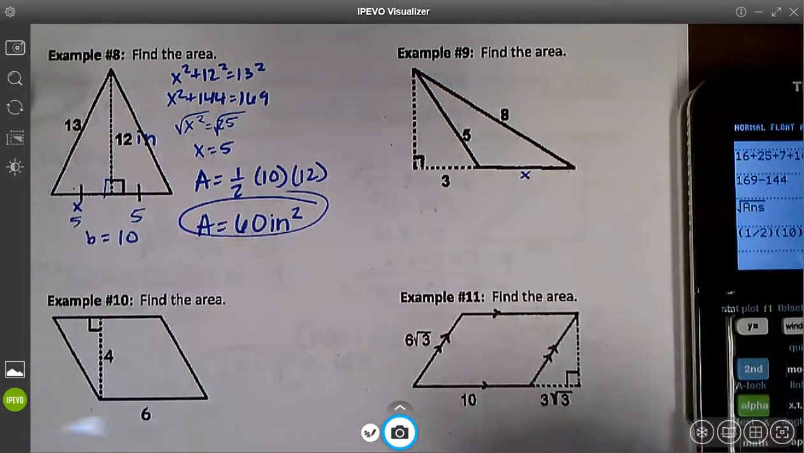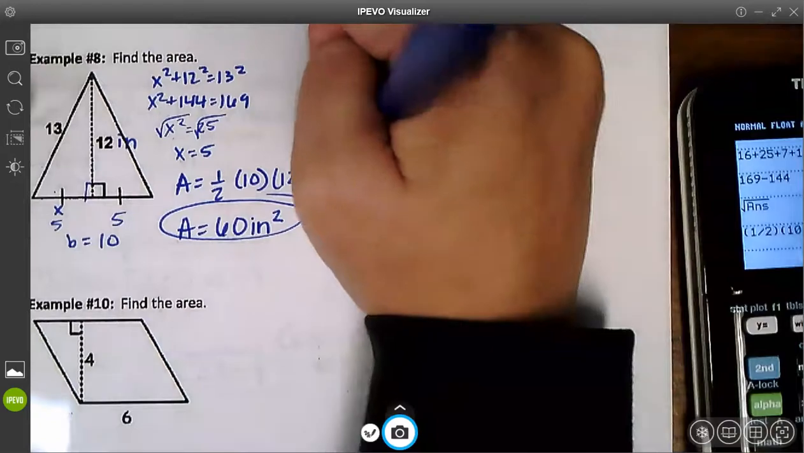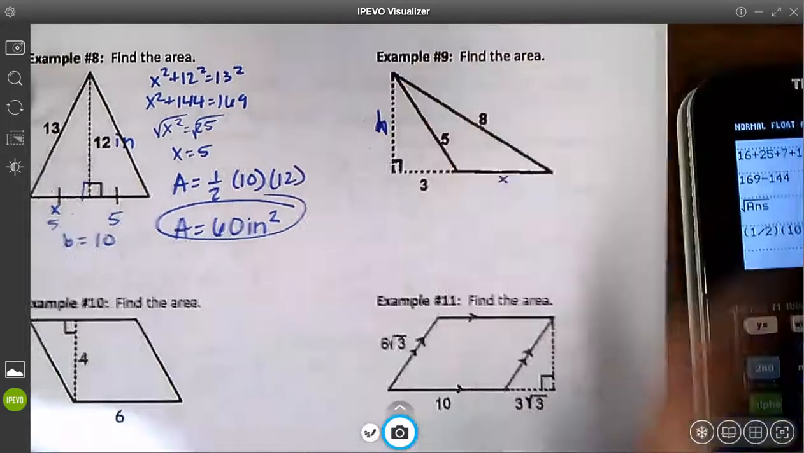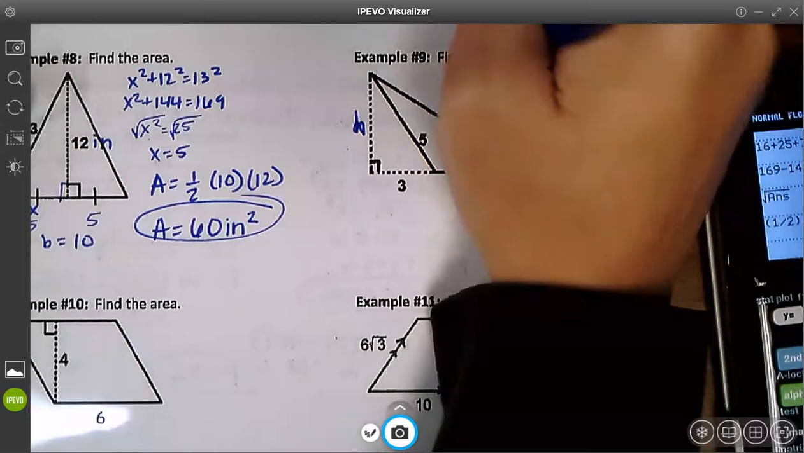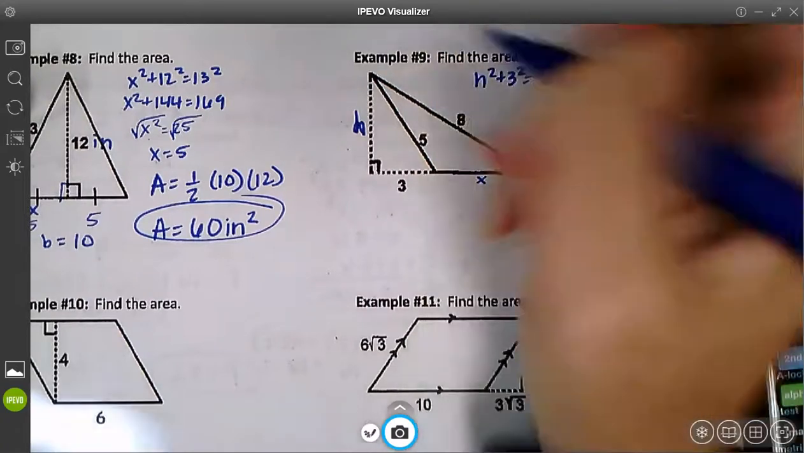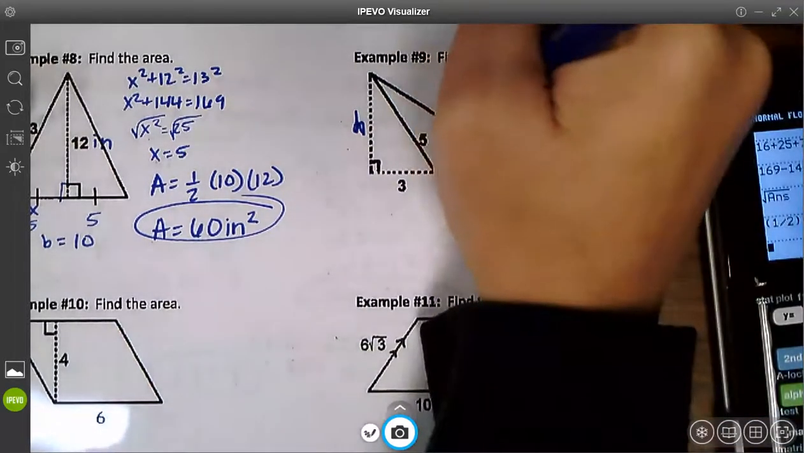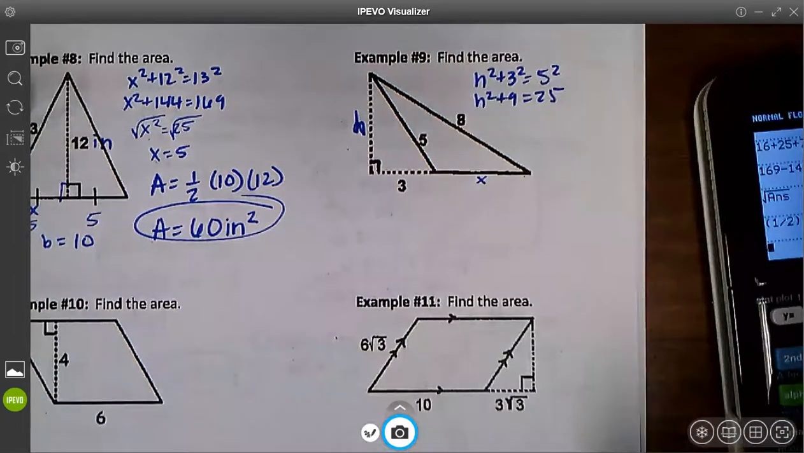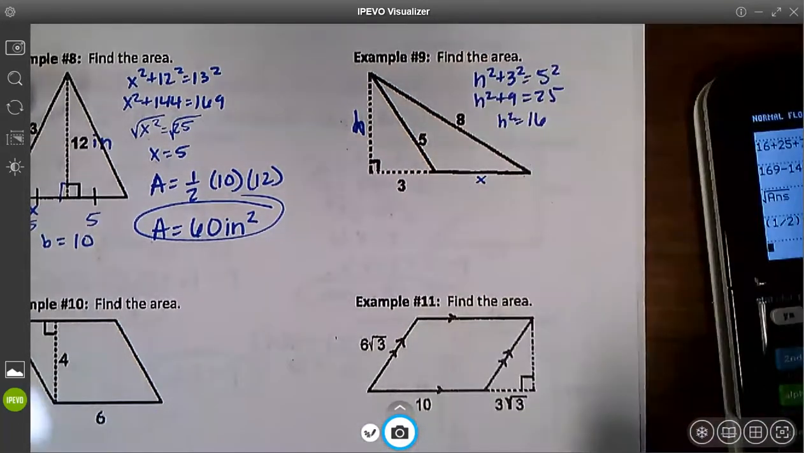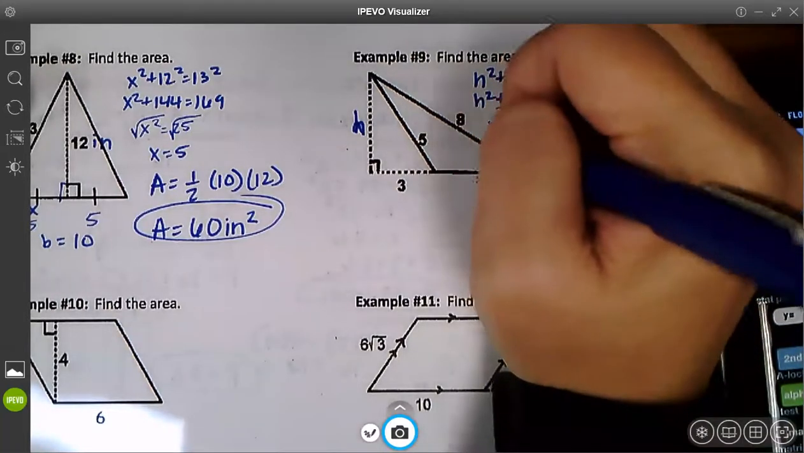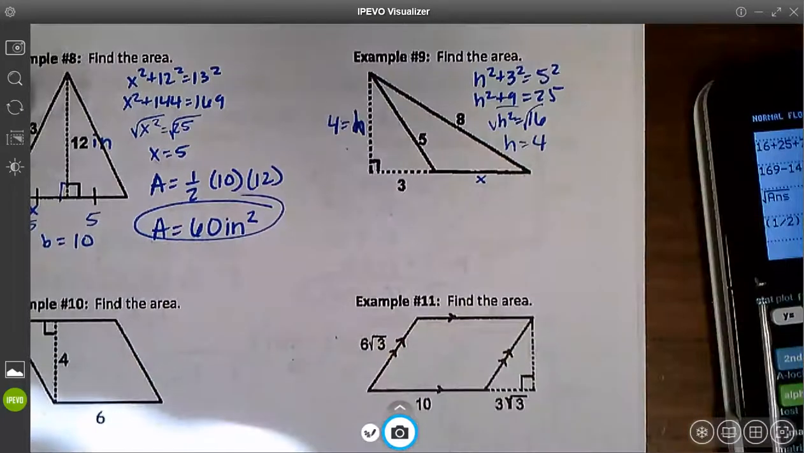So we can do that after we find our height. So I'm going to first find my height. I'm going to call that A, or we'll call it H. My height is h squared plus 3 squared equals 5 squared. We've got this little right triangle here. So h squared plus 9 equals 25. Subtract 9 from both sides, h squared equals 16. Take the square root and you get h equals 4. So our height of this triangle is 4.